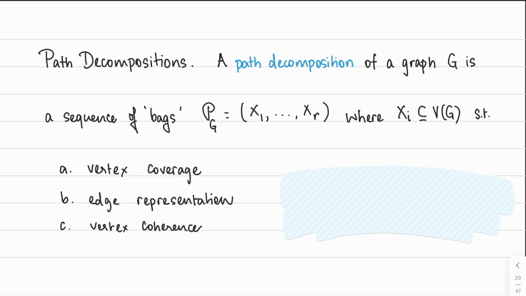So this was a path decomposition, and we were interested in a path decomposition that has the smallest possible value of the largest bag size. That's what we called the pathwidth of the graph.